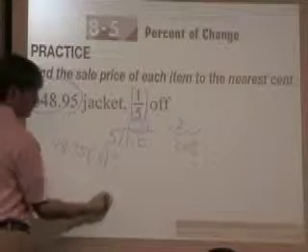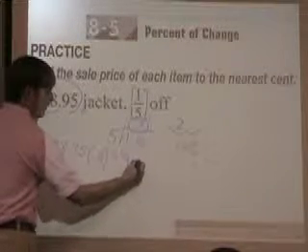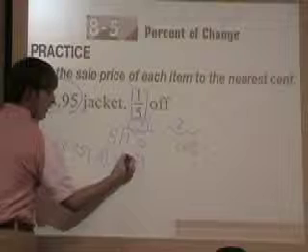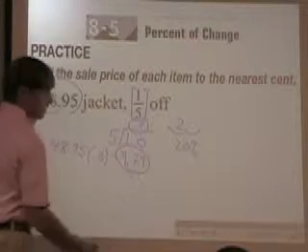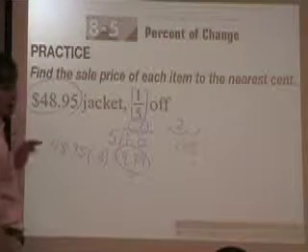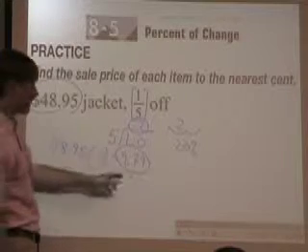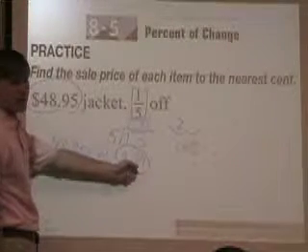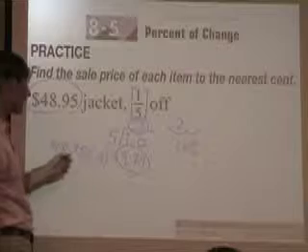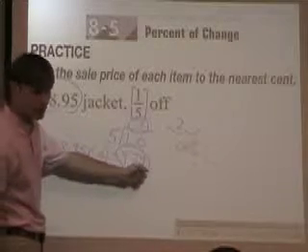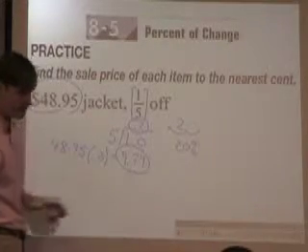I got 9.79. Now this is your what? Discount price. This is your discount, not your discount price. Your discount price is after you subtract. This is just the discount. So they're taking 20% off of the $48.95, and that's how much you save, $9.79.